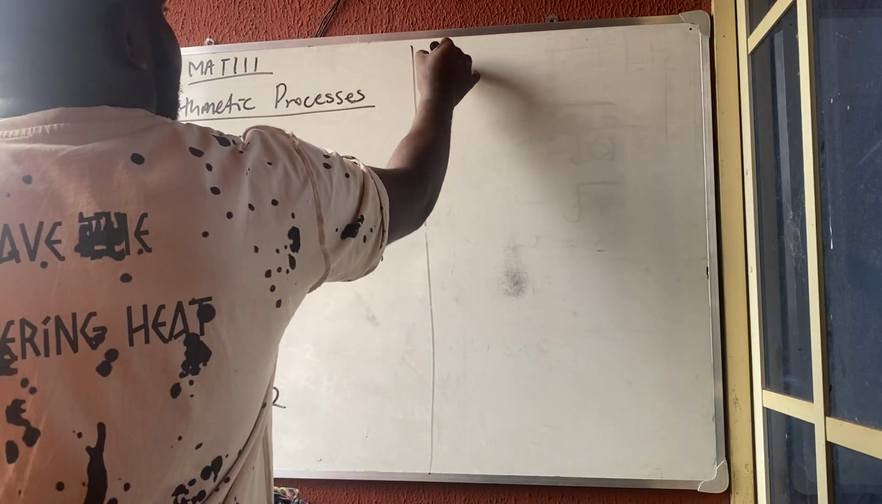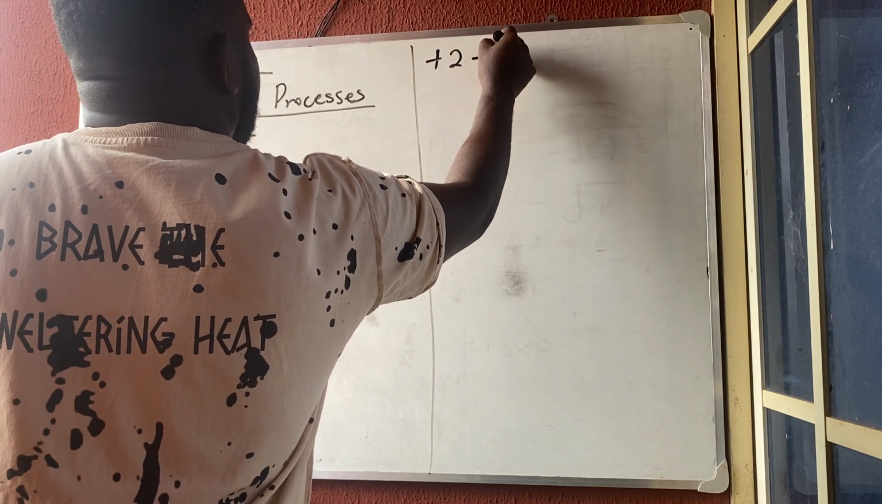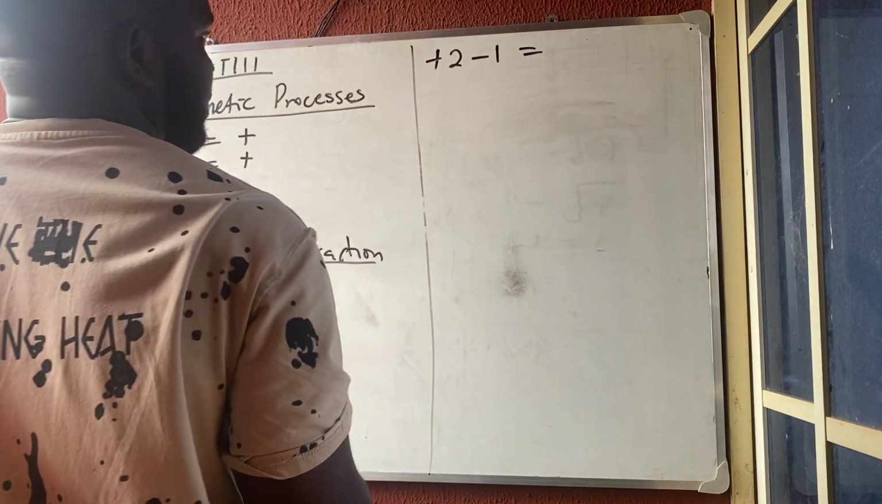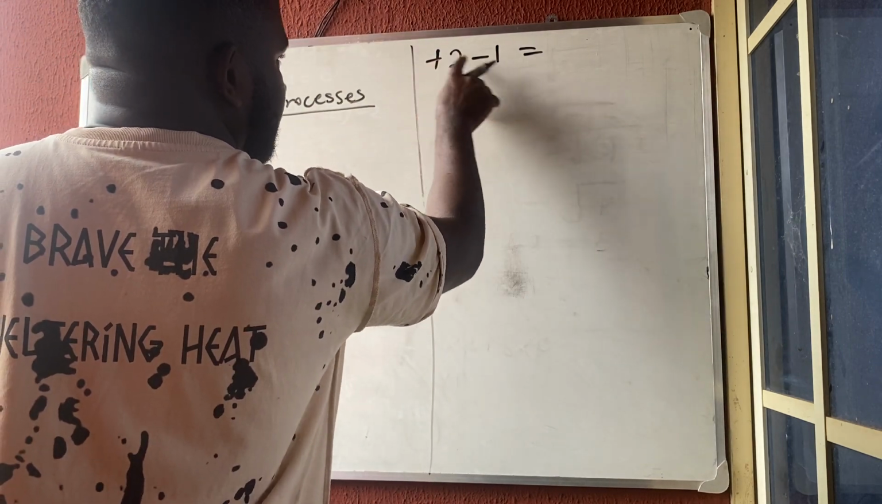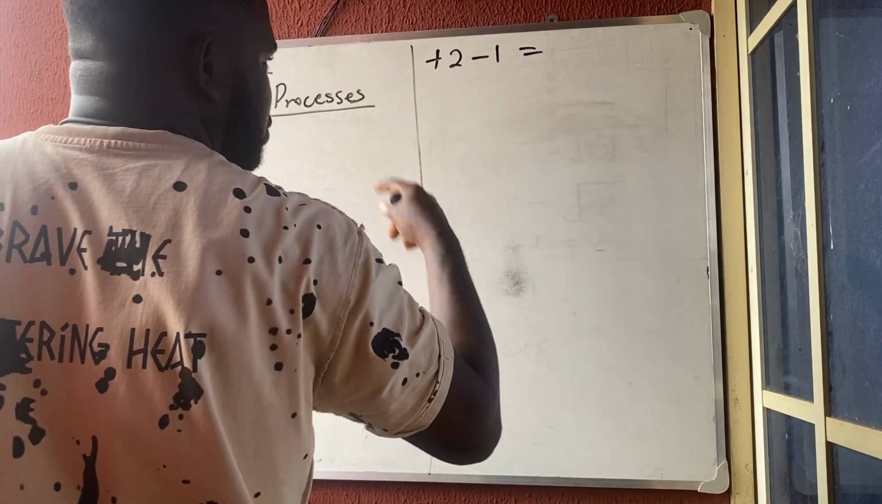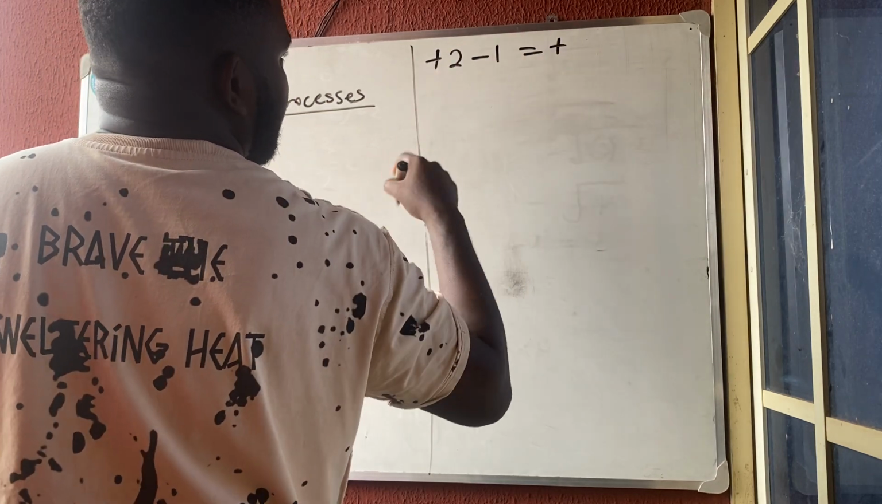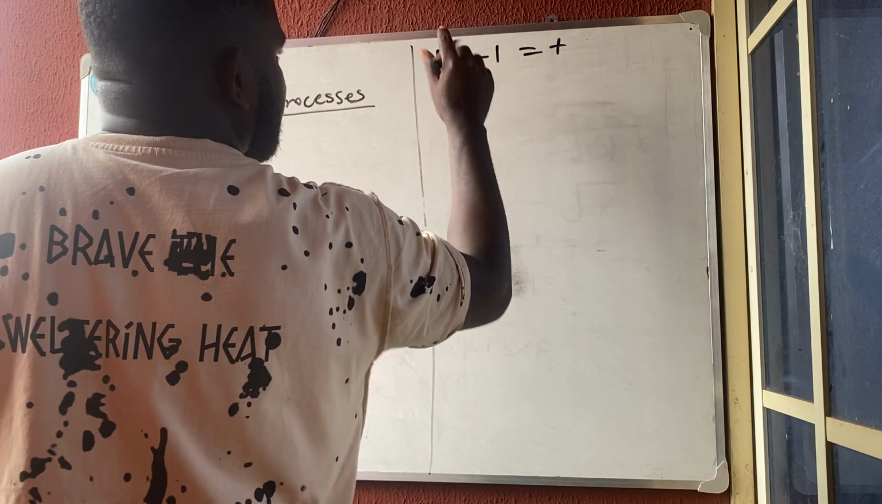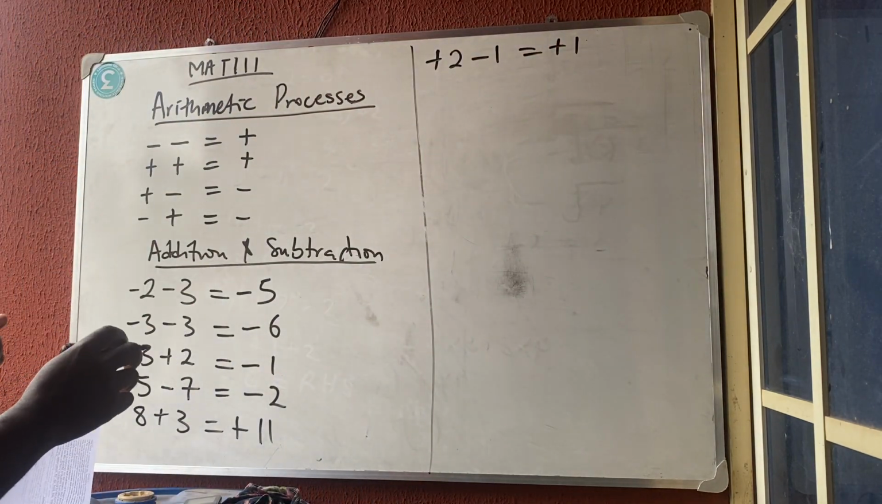So if I say plus 2 minus 1, for instance, look at this, plus 2 minus 1. If you look at it, the signs are not the same. So the operation I'm going to do is minus, but the bigger one has plus, so I'm going to put plus here. So I'm going to say 2 minus this, I'm going to have plus 1. So that is how to do it for what?